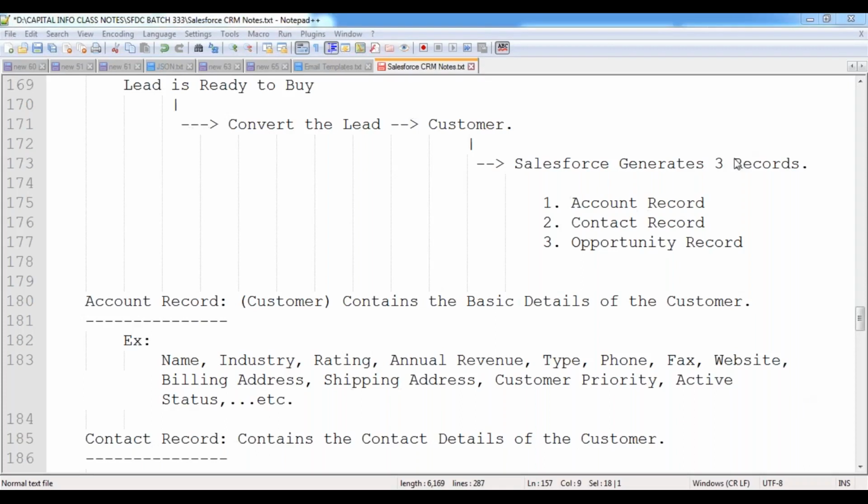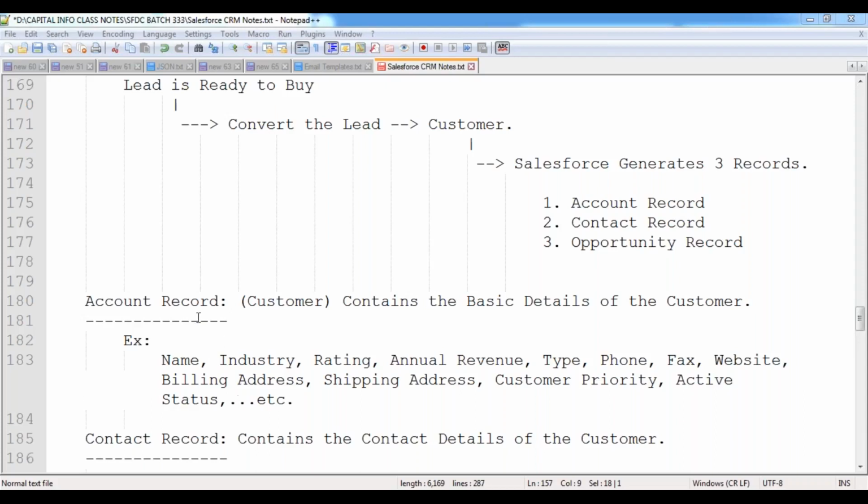Then we discussed how the sales team contacts the leads over the phone, by sending an email notification, or by meeting people directly after taking an appointment. And then how they convert the leads into customers. Whenever we convert a lead as a customer, what will happen? What exactly is the lead conversion process, and how many records get generated as part of lead conversion? What exactly each record represents, we have discussed.